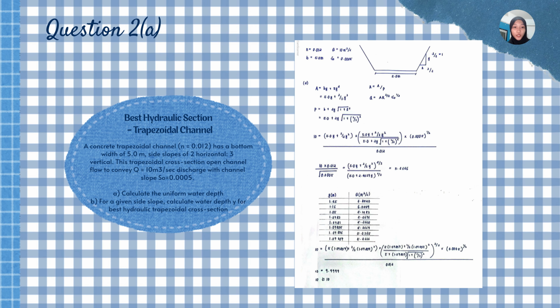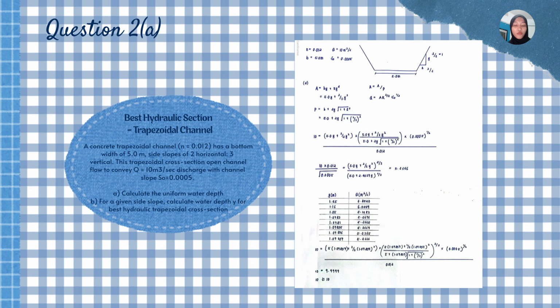So I will continue for question 2, the best hydraulic section of trapezoidal channel. For question 2, we are required to calculate the discharge denoted as Q for a trapezoidal channel using Manning's equation. The given data are Manning's coefficient n equals 0.012, bottom width b equals 5 meter, channel slope S equals 0.0005, and the side slope, horizontal to vertical, 2 over 3.